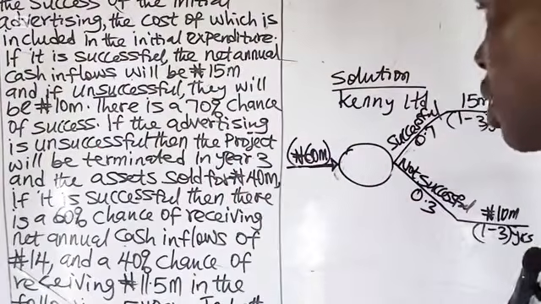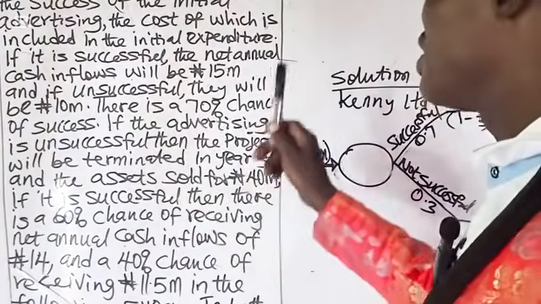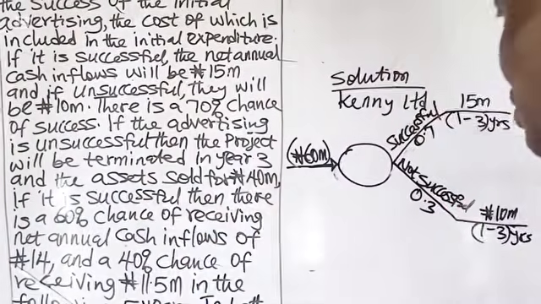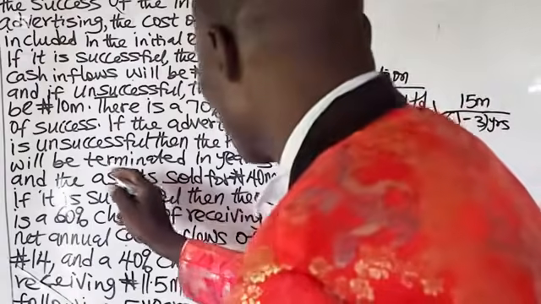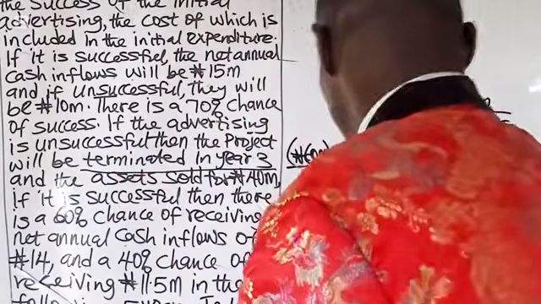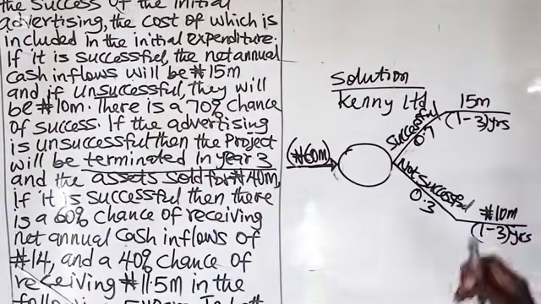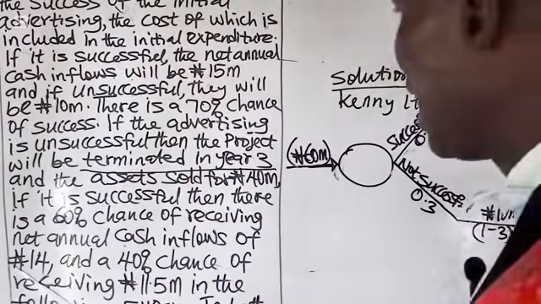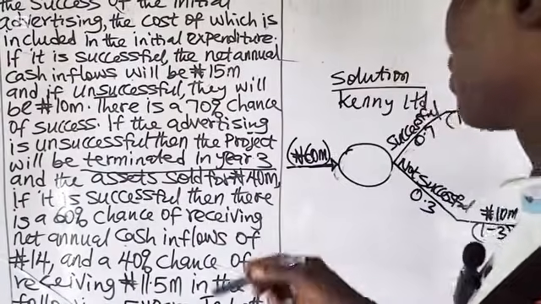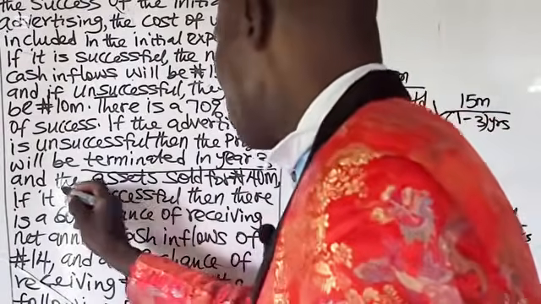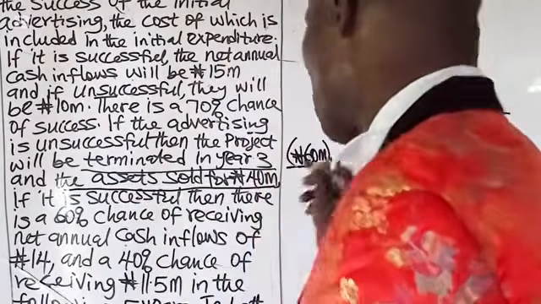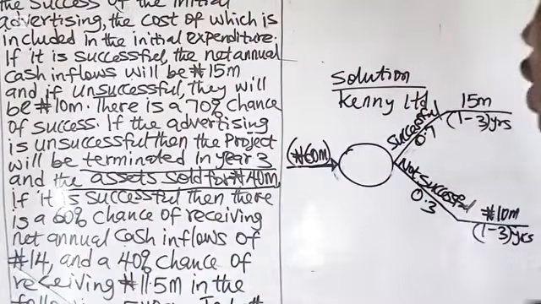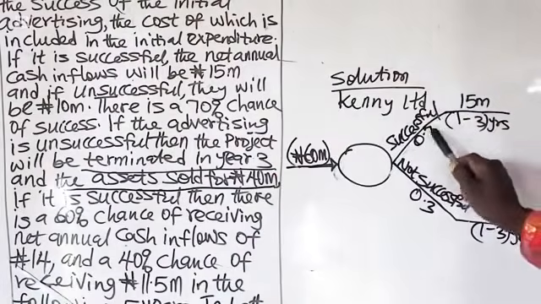70% chance of success. If the advertising is unsuccessful, then the project will terminate in year 3. That means if it is not successful, the lifespan of the project will be 3 years only. And the asset is sold for 40 million naira if it is not successful. So you sell the asset for 40 million. If it is successful, they are particular about this now.